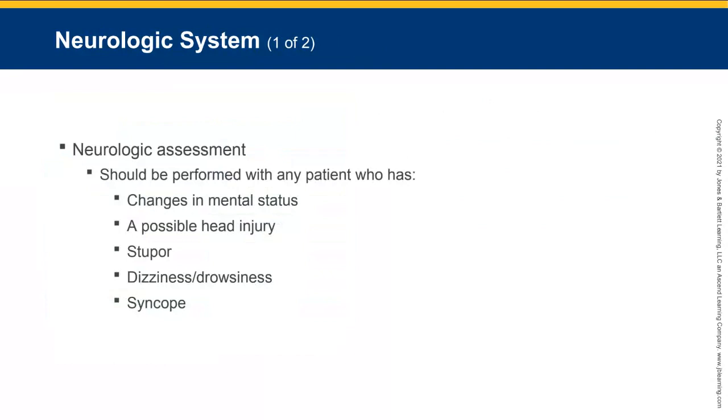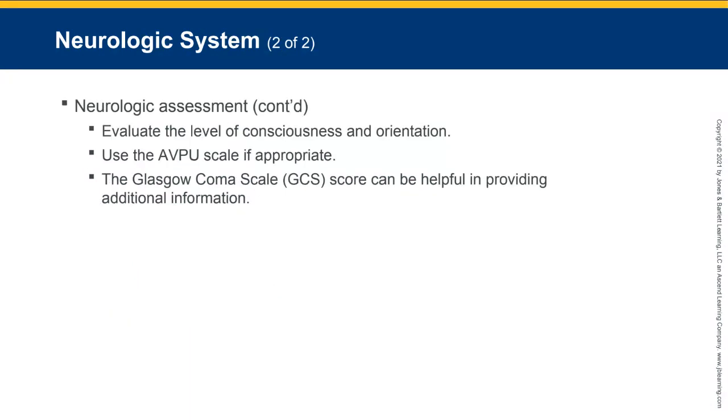All right, now for the neurologic system. Neurologic assessment should be performed with any patient who has changes in mental status, a possible head injury, stupor, dizziness, drowsiness, syncope. Neurologic assessment evaluates the level of consciousness and orientation. You will be using the AVPU scale if it is appropriate, and you will be using the Glasgow Coma Scale or GCS score if it is appropriate. And the GCS is more commonly used at this stage.